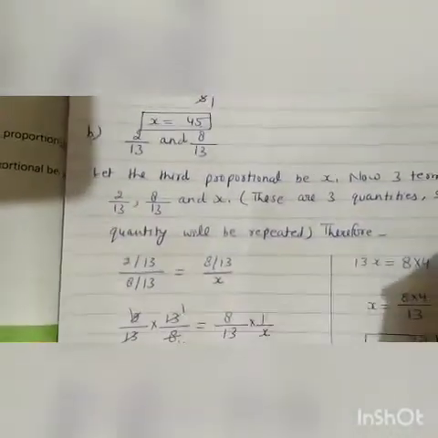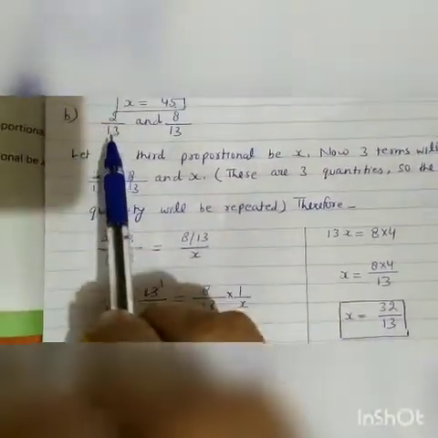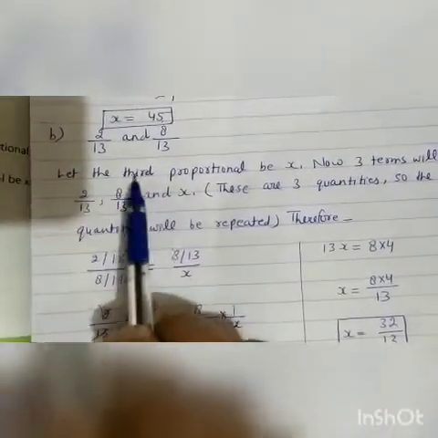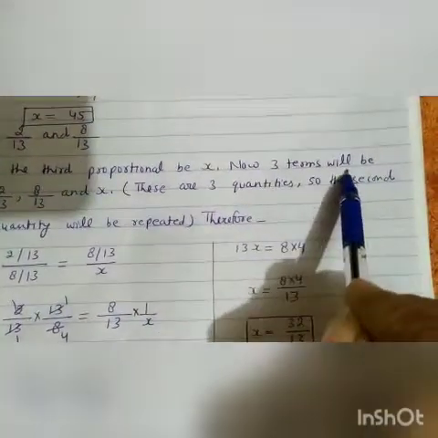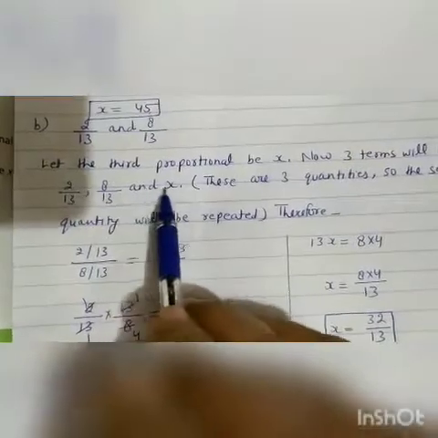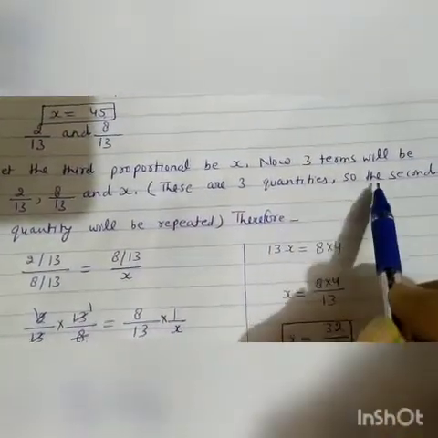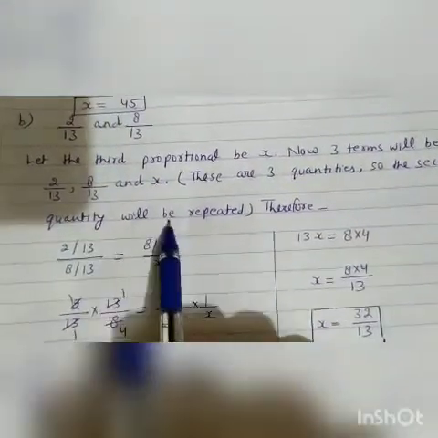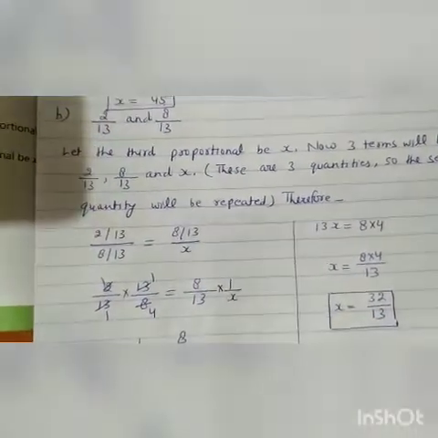Now come to part B. Same method we are applying here. Here 2 terms are given, 2 upon 13 and 8 upon 13. Let the third proportional be x. Now 3 terms will be 2 upon 13, 8 upon 13 and x. Now these are 3 quantities, so the second quantity will be repeated. Then how will we write when the second quantity will be repeated?